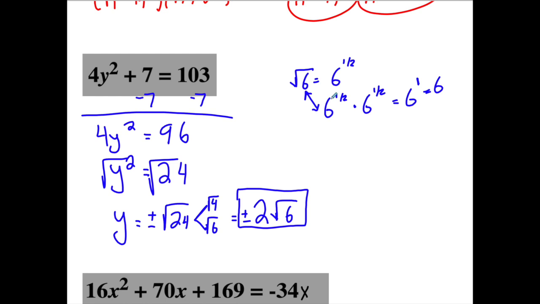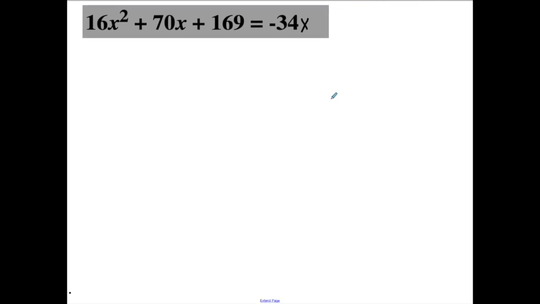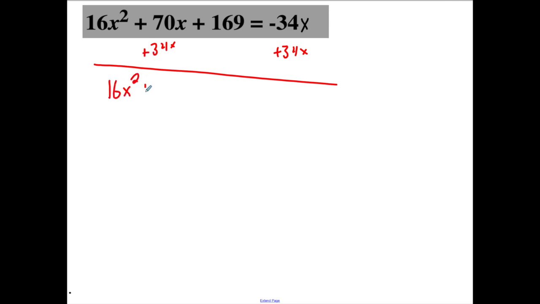All right. So the last thing we're going to do is this one, just a more complicated one. We are going to have to go ahead and factor. So I will move 34x over to the other side. I'll have to add because it's being subtracted. So I've got 16x squared plus 104x plus 169 equals 0.